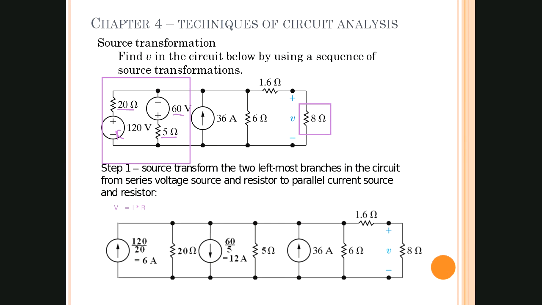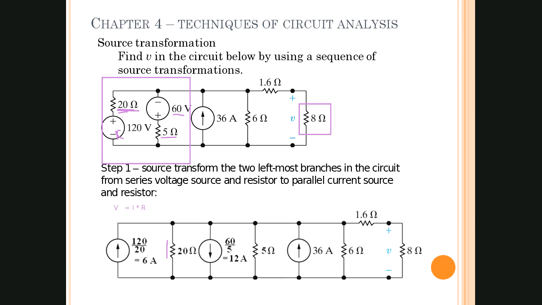And let me just draw that here. So here's my 20 ohm resistor that was up here on top, right? And so now we took that first branch of the 120 volts and 20 ohm resistance, and we converted it to this network right here.